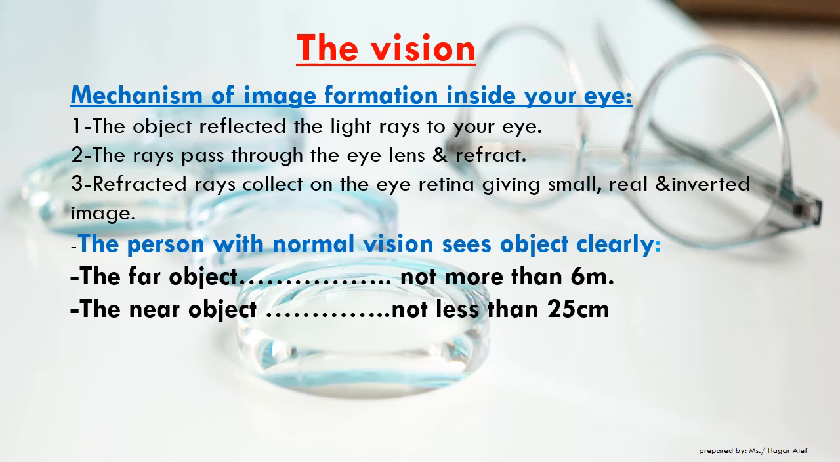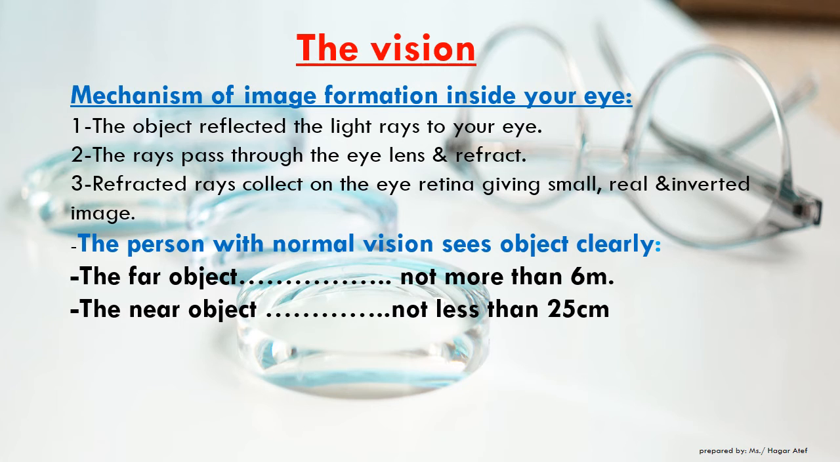So, the mechanism of image formation inside your eye. Number 1, the object reflects the light rays to your eye. Number 2, the rays pass through the eye lens and refract. Number 3, refracted rays collect on the eye retina, giving a small, real, and inverted image.